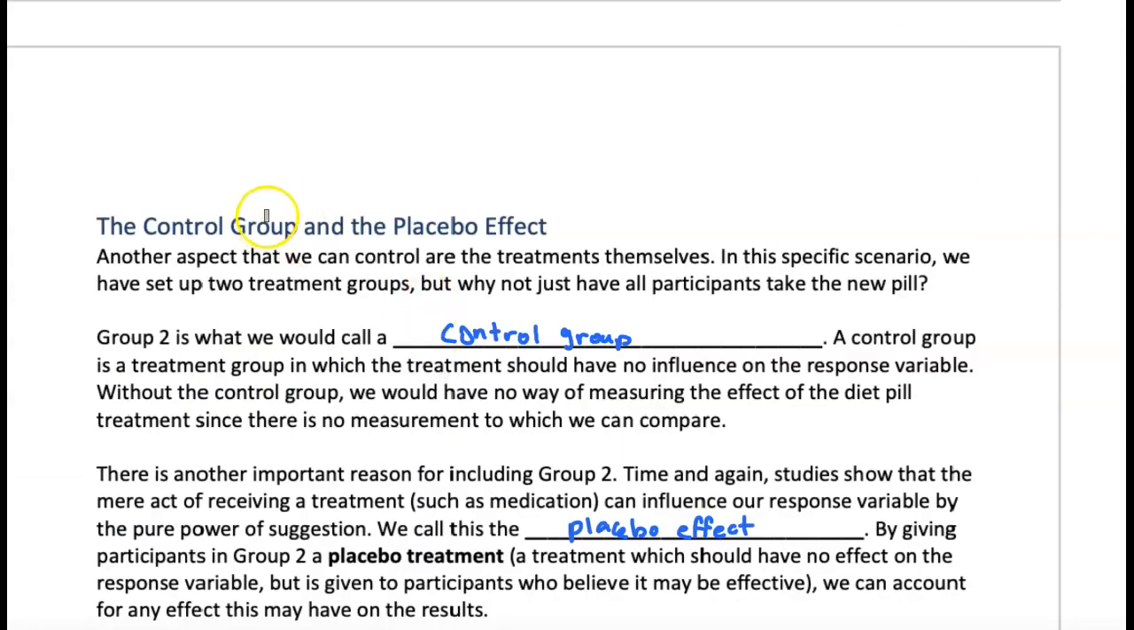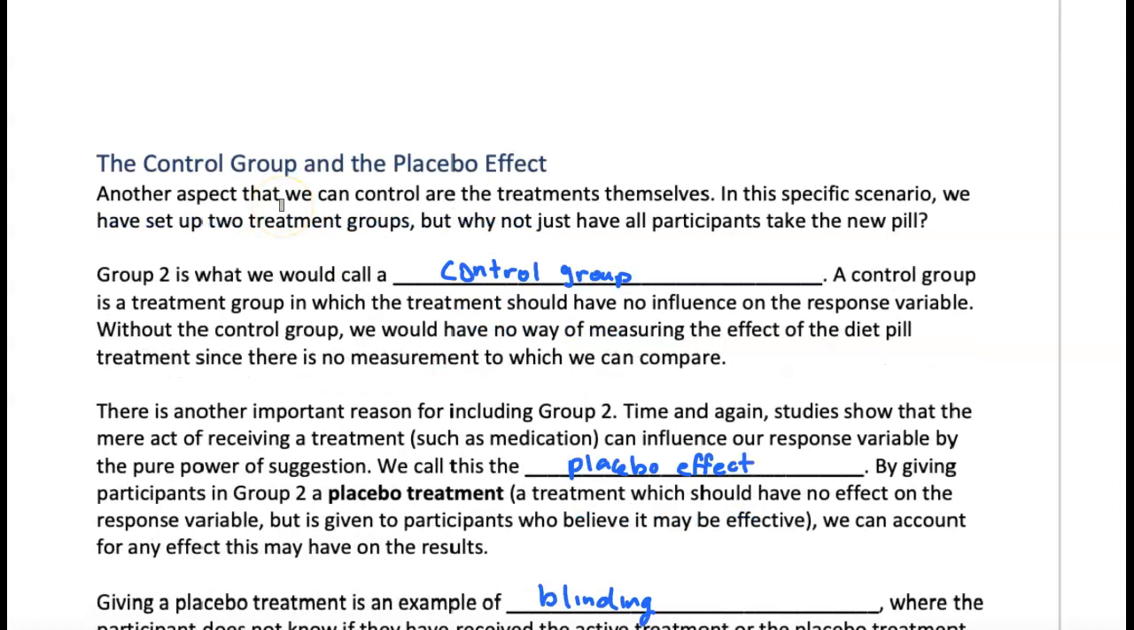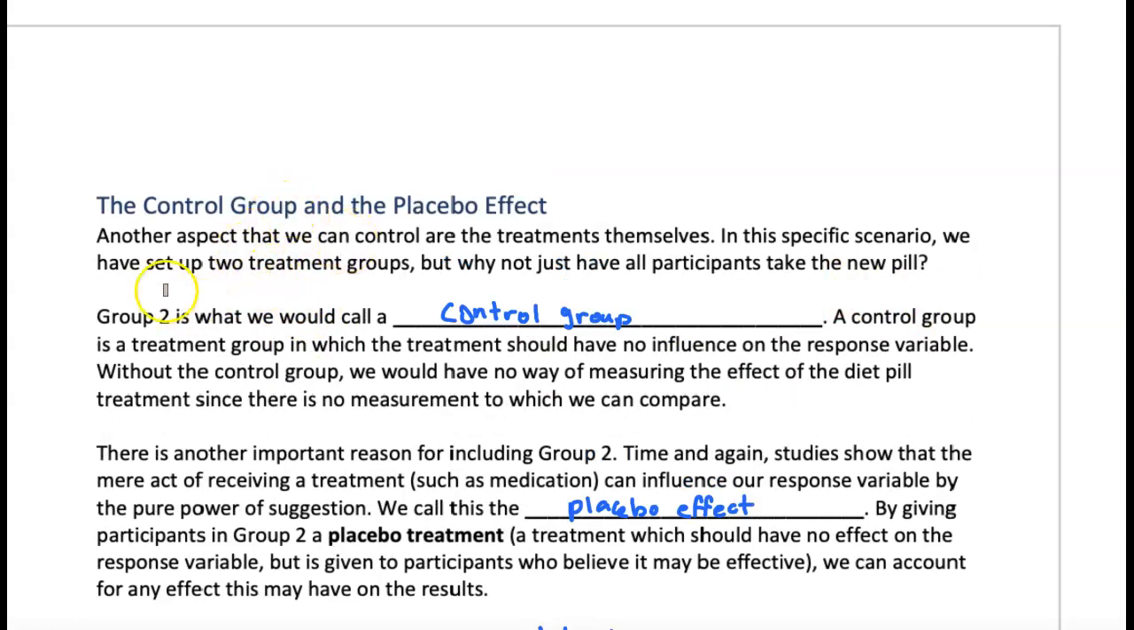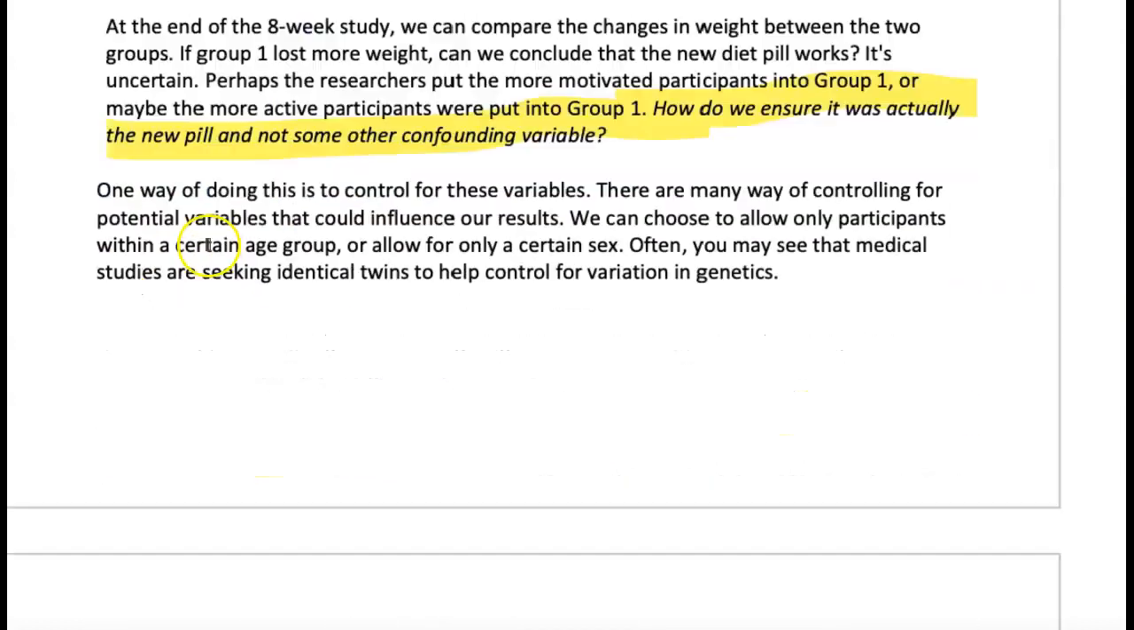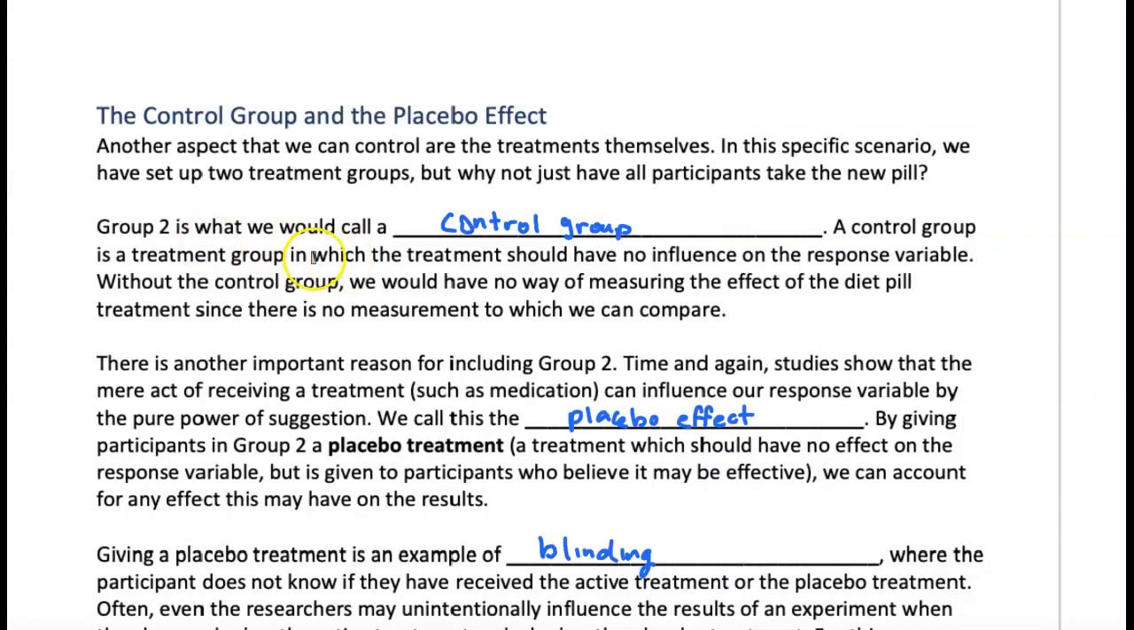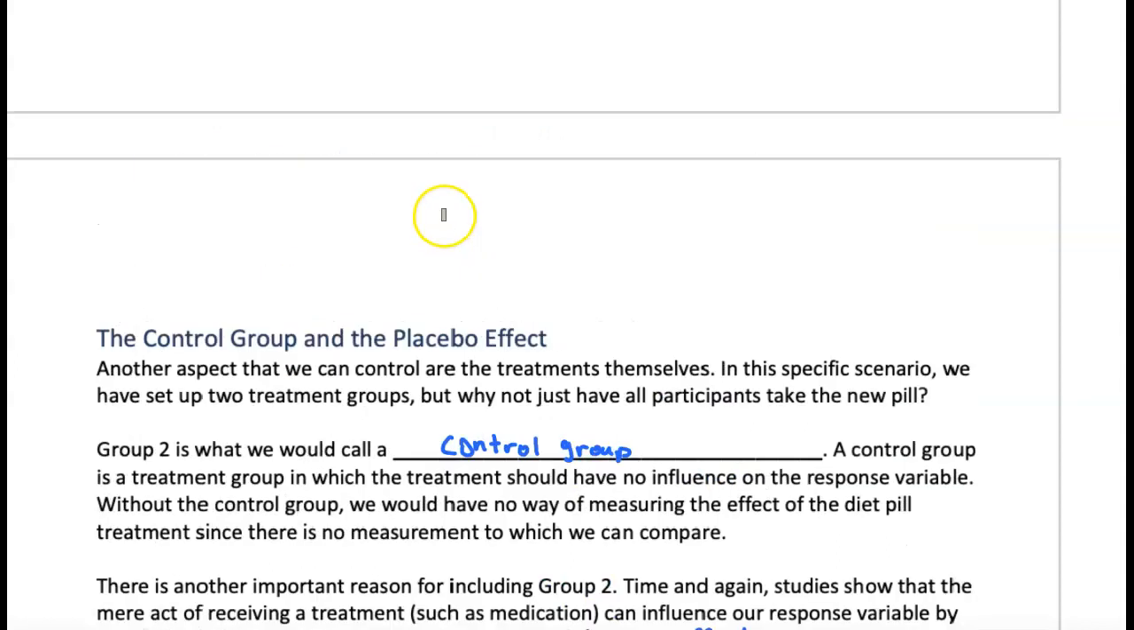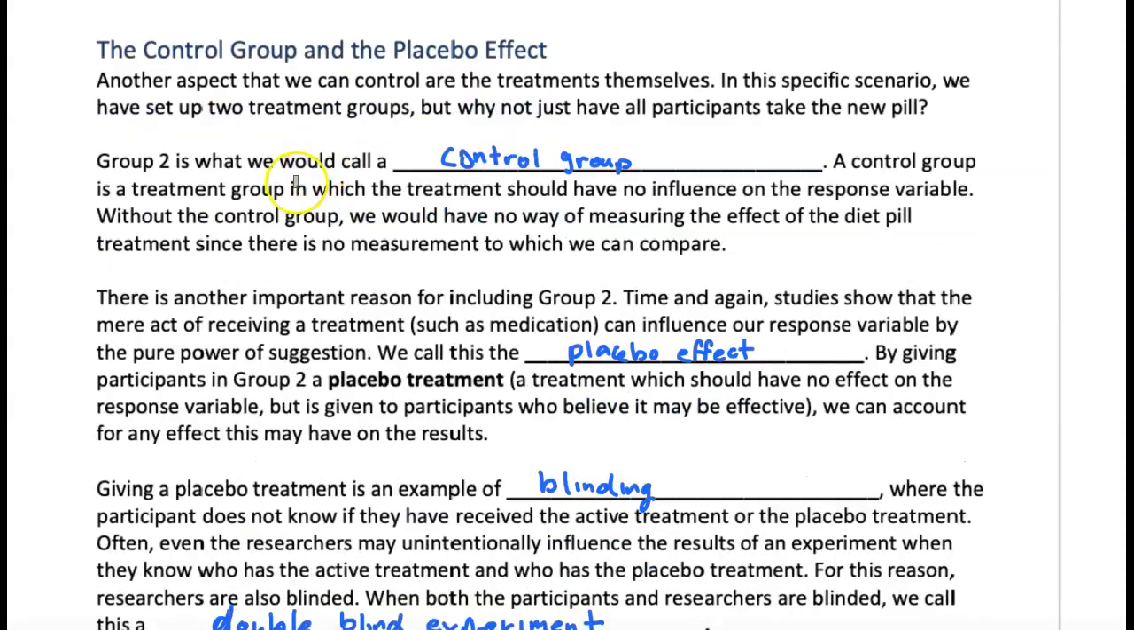Now, this idea of control group, right? A control group is a treatment group in which the treatment should have no influence on the response variable. Let's look at this real quick. When we're talking about these groups up here, you have the control group, the group that's not getting the treatment. In this case, they got the fake pill. You can read the description, this is the specific control group. But the control group is important because I want to be able to compare the control group with the experimental group, the one that got the treatment.